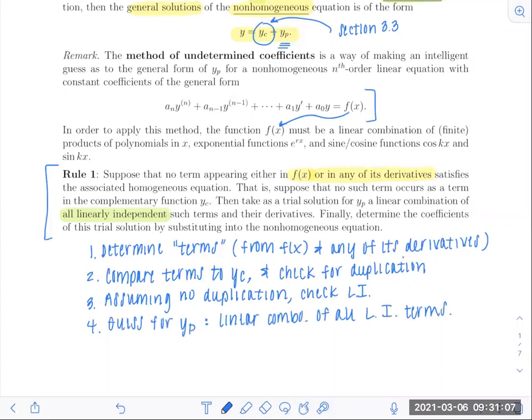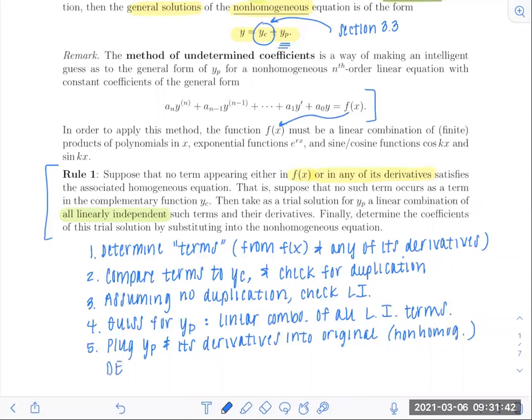And then finally, what you want to do here is solve for the coefficients. That linear combination is going to have some coefficients in front, typically A, B, and C. And so next you want to plug yp and its derivatives into the original non-homogeneous DE to solve for those missing coefficients.